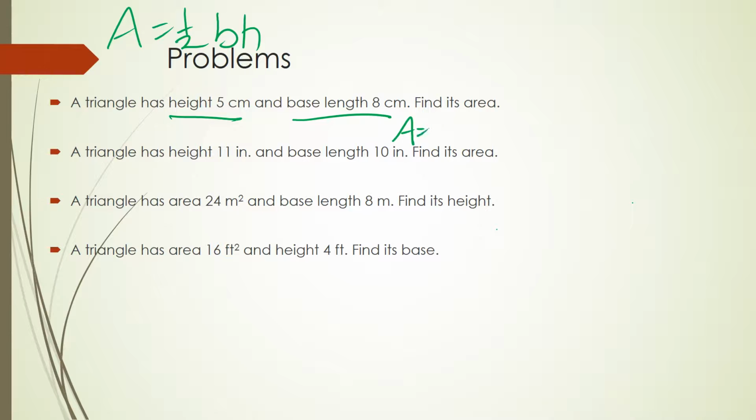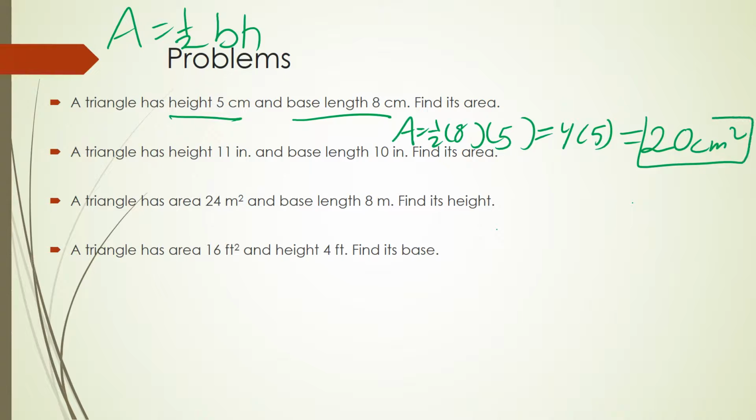All right, so the area is equal to 1/2 the base times the height. Well, my base is 8, my height is 5. 1/2 times 8 is 4. I move the 5 into it. All right, so 4 times 5 is 20. So that would be 20 centimeters squared would be my area of this triangle.